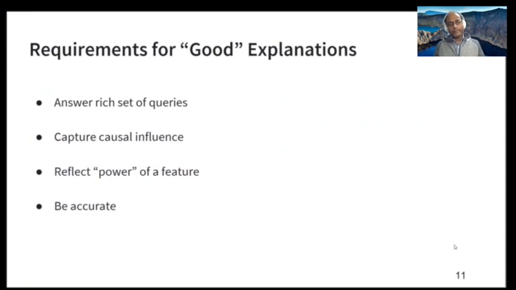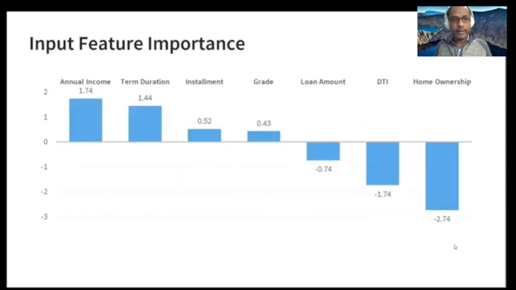The third requirement is that the explanations should reflect the power of a feature. And I'll bookmark this and get into it in a couple of minutes, elaborating on what I mean by power. And finally, explanations have to be accurate in a specific way, which is also something that I'll elaborate on in a few minutes.